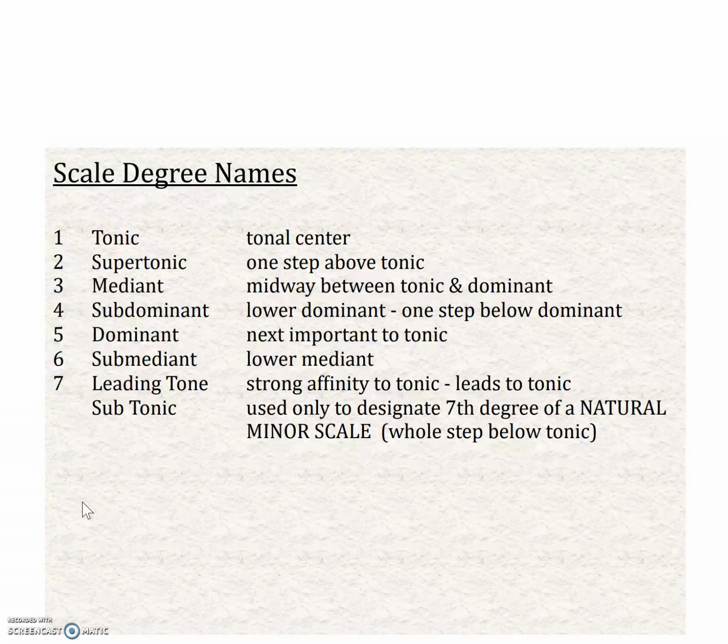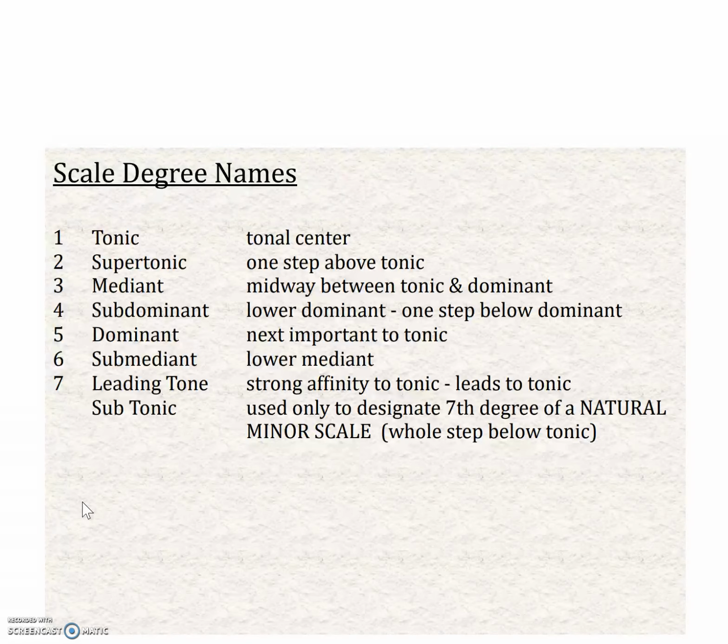Scale degree 2 is called the supertonic, and usually I'll do a big jump. I'll do that in class for you. And it's just 1 step above tonic. So scale degree 2 is supertonic. 3 is the mediant, and it's midway between tonic and dominant. We haven't quite gotten to dominant yet. 4 is subdominant. It's the lower dominant or 1 step below dominant.